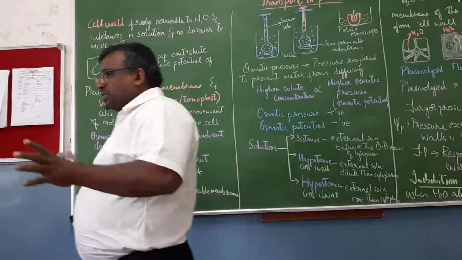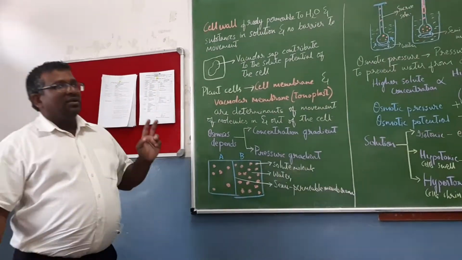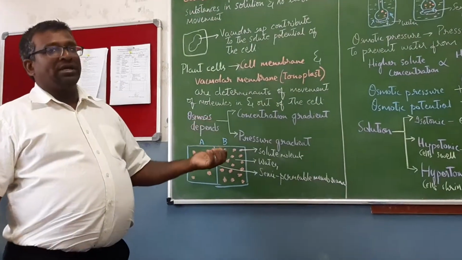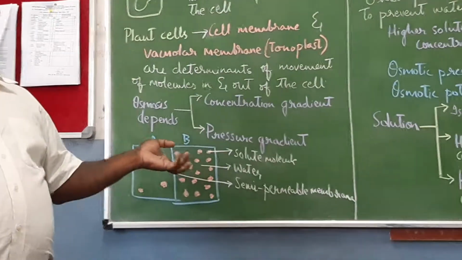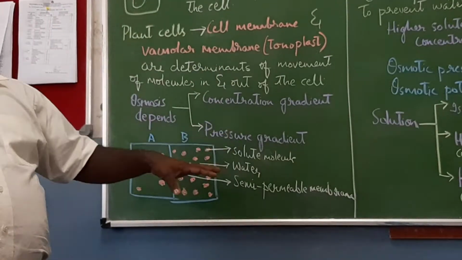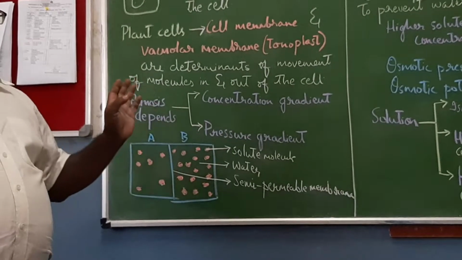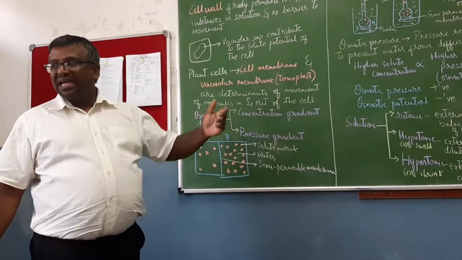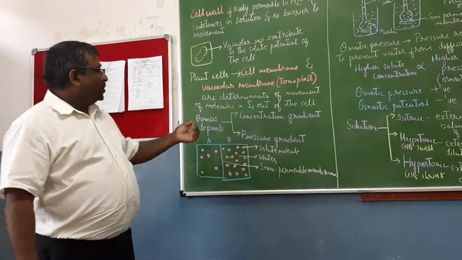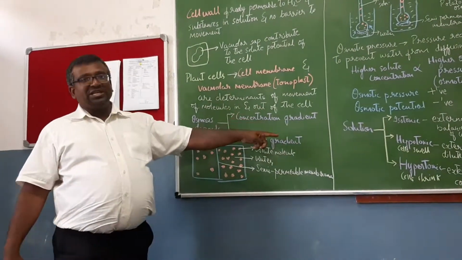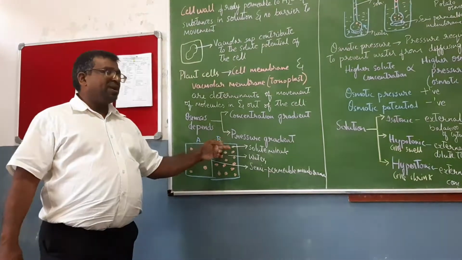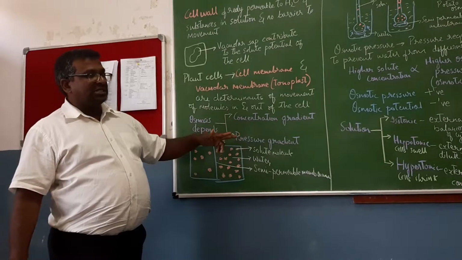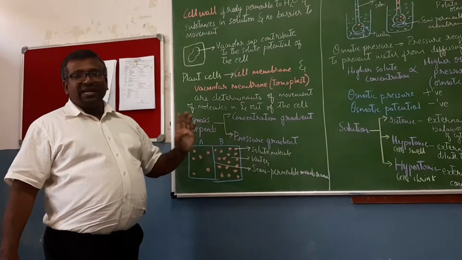Here, osmosis depends upon two factors. One is concentration gradient. What concentration gradient? It can be of water, like higher water potential, where there is more water and less solute. Always water moves from higher water potential to lower water potential. In the previous class I had discussed that. So osmosis depends upon the concentration gradient. It is also dependent upon the pressure gradient. So the two factors that osmosis depends upon are the concentration gradient and the pressure gradient.